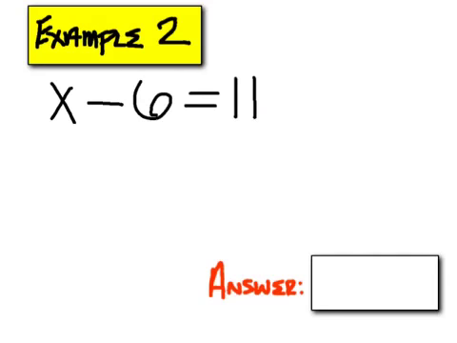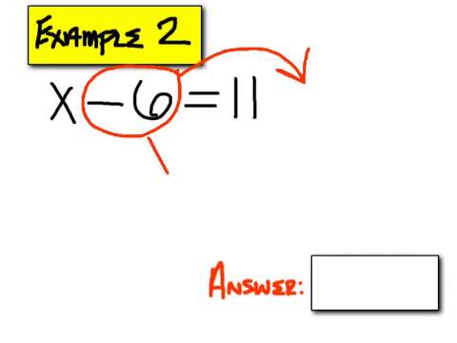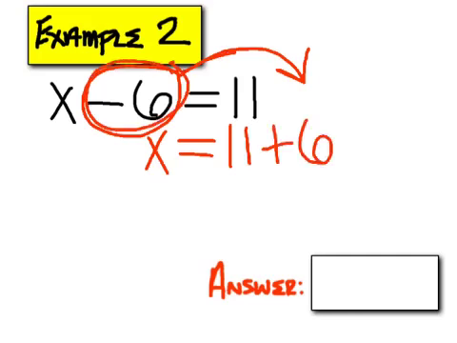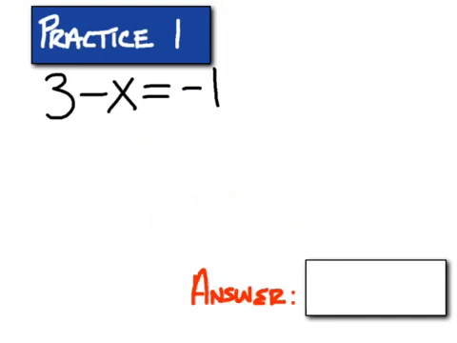Okay, example 2. We have x minus 6 is equal to 11. Our x is positive, so we don't want to touch it. Our steps for this one, when your x is positive, we need to move our number first. That's the only thing we're going to have to move because what we're left with on the left side is x. On the right side, we'll have 11 plus 6. We had a negative 6 up here, so when we moved it, it's going to become a positive 6. So we have 11 plus 6 is 17. So our answer is going to be 17.